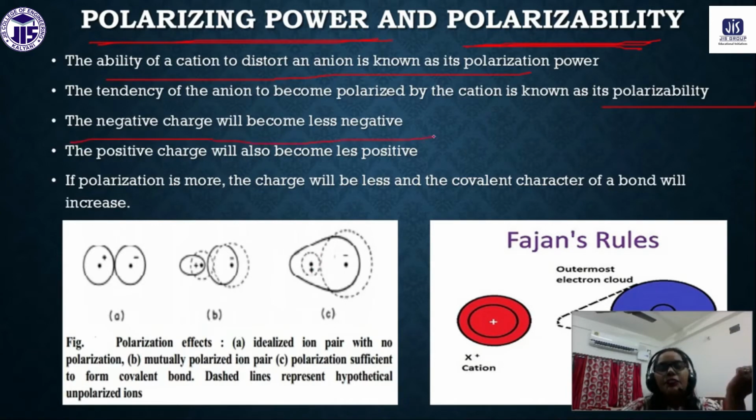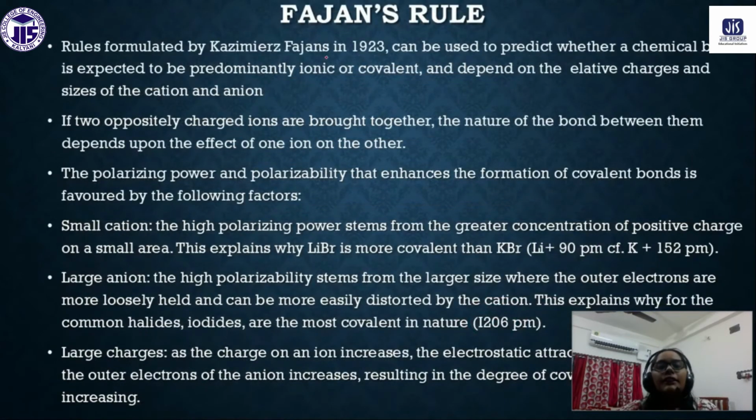The negative charge will become less negative in the presence of two ions. What will happen when the two ions come closer? The negative charge will be less, and the positive charge will also be less, due to the attraction force and polarization. If the polarization is more, it will increase the covalent character of the bond, as I have told you. Now, according to Fajan's rule, what will happen?